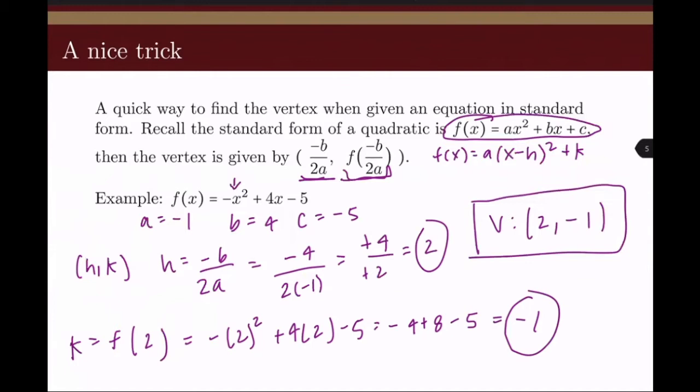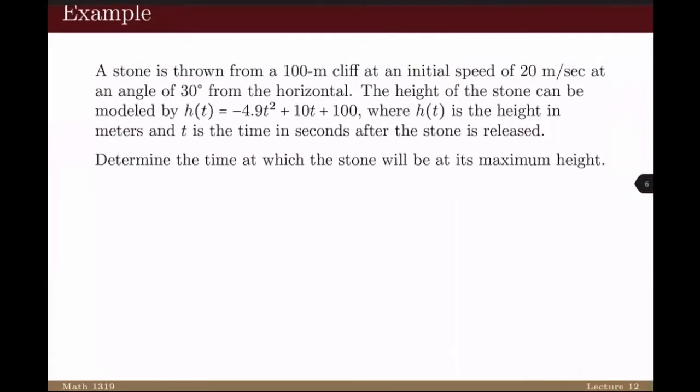All right, let's keep going. A stone is thrown from a 100-meter cliff at an initial speed of 20 meters per second at an angle of 30 degrees from the horizontal. The height of the stone can be modeled by h of t is equal to -4.9 t squared plus 10t plus 100, where h of t is the height in meters and t is the time in seconds after the stone is released. Determine the time at which the stone will be at its maximum height.